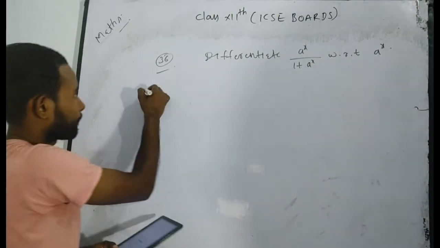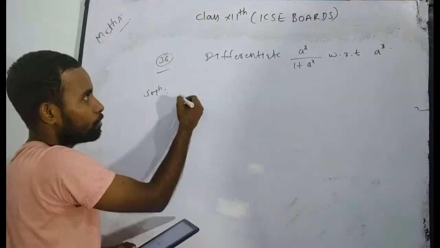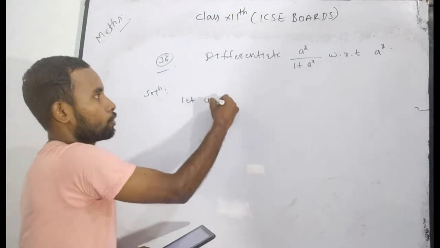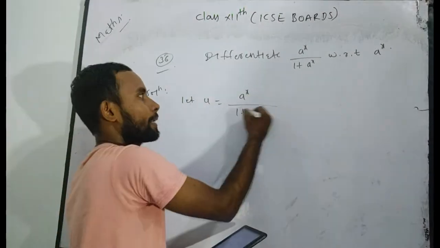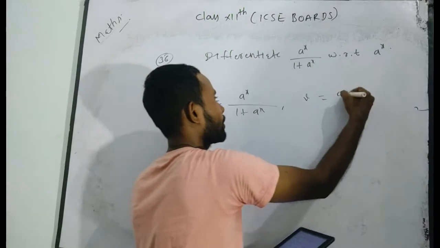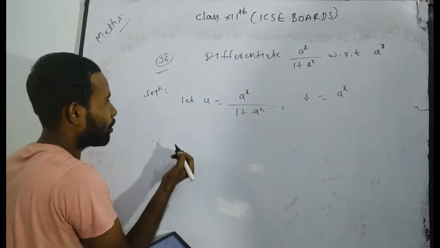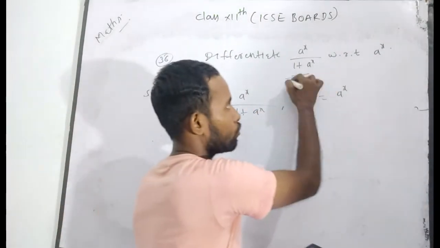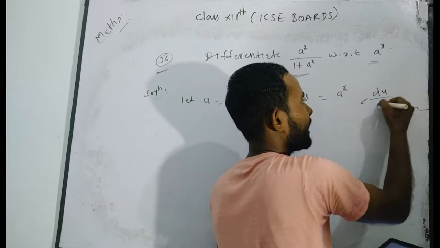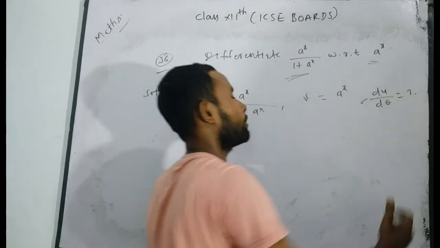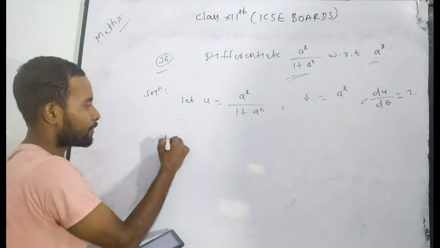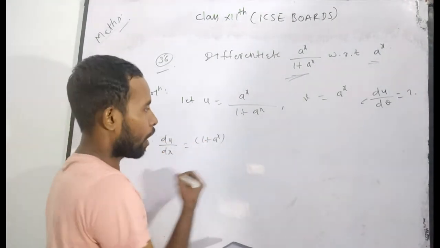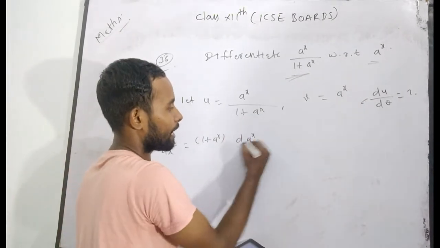Firstly you have to convert the given expression into parametric form. Let u is equal to a to the power x upon 1 plus a to the power x and v is equal to a to the power x. As you know that you have to differentiate u with respect to v, that means you have to find du dv. Now firstly differentiate u with respect to x. In that case you have to take 1 plus a to the power x outside and differentiate a to the power x with respect to x.